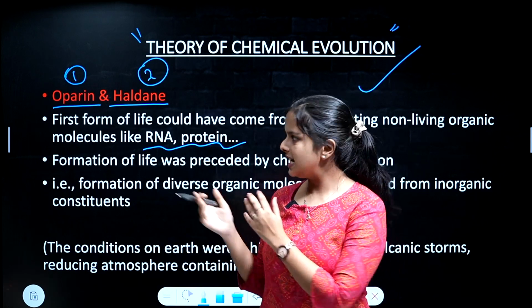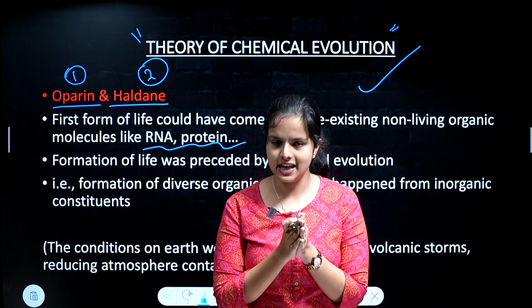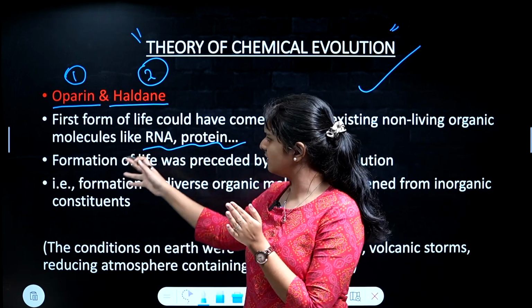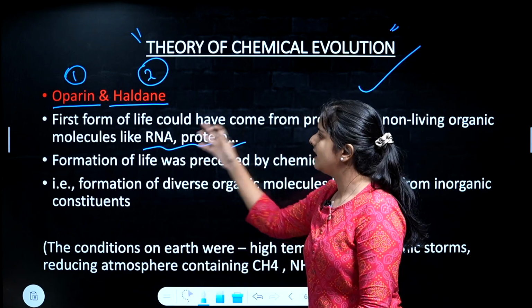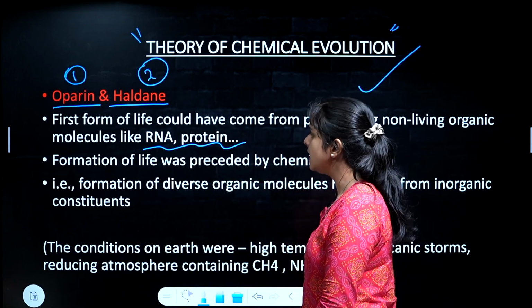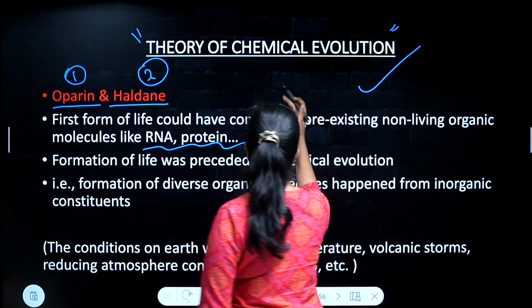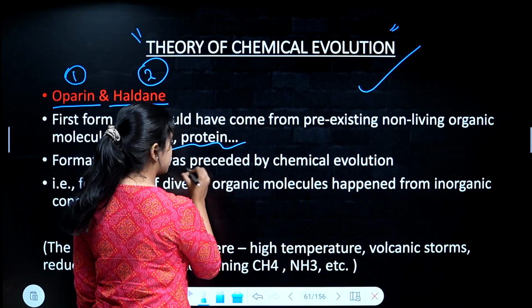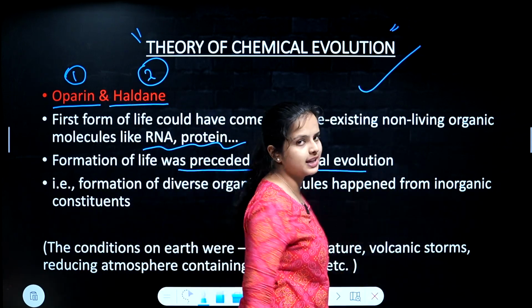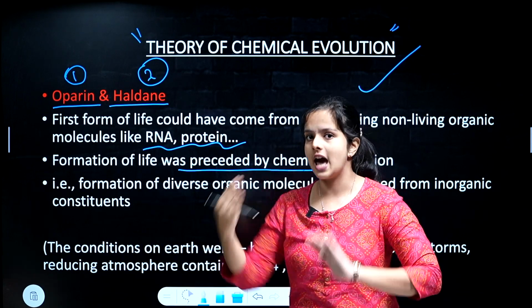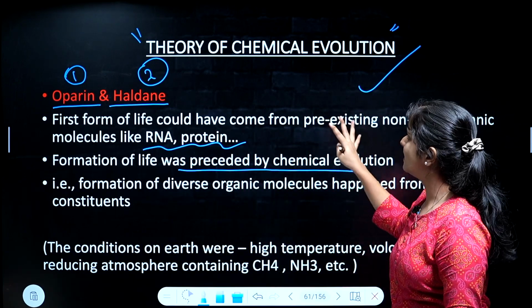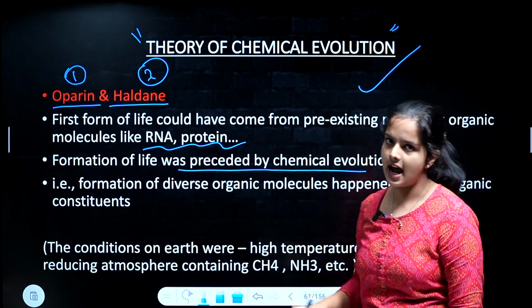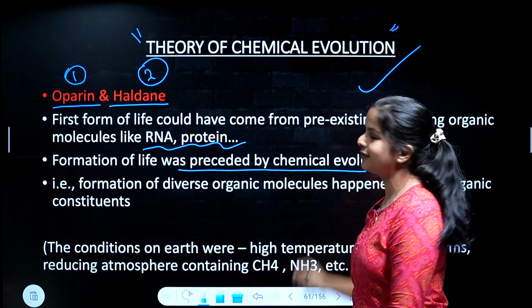So they said that chemical evolution took place and RNA, protein and other organic molecules were formed, and from these organic molecules life arose. According to the theory of chemical evolution, the formation of life was preceded by chemical evolution. That is, chemical evolution happened before the formation of life. This is what Oparin and Haldane proposed. So this was the theory of chemical evolution.